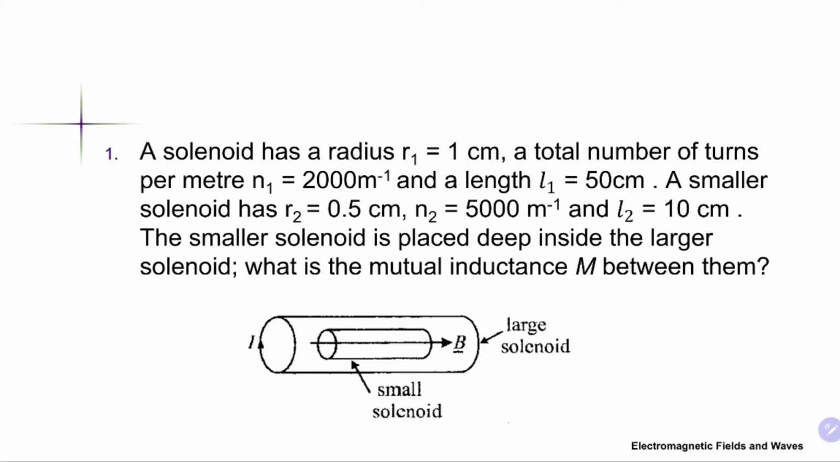A solenoid has a radius R1 equal to 1 centimeter. The total number of turns per meter is 2000 per meter, and the length is 50 centimeters. And then the smaller solenoid has a radius R2 of 0.5 centimeters, and the number of turns per unit length, or per meter, is 5,000, and the length of the smaller solenoid is 10 centimeters. The smaller solenoid is placed inside the larger solenoid, and we are asked to work out the mutual inductance between them.